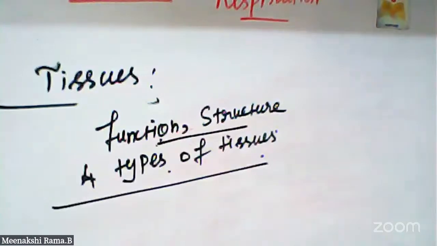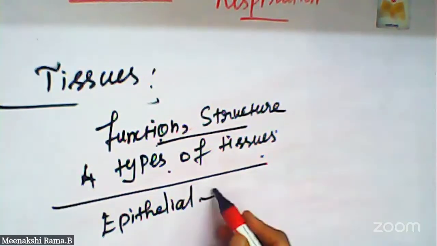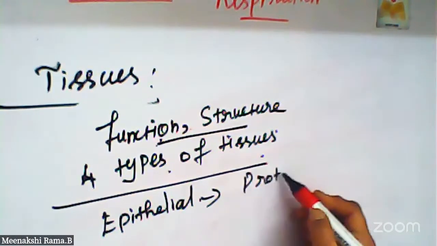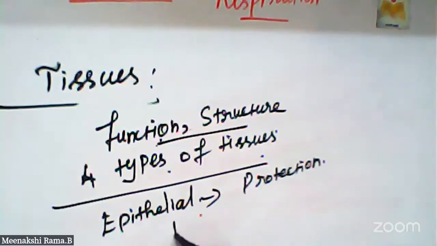One is the epithelial tissue. This is an important tissue. The main function of epithelial tissue is protection. Okay, this is the main function of epithelial.